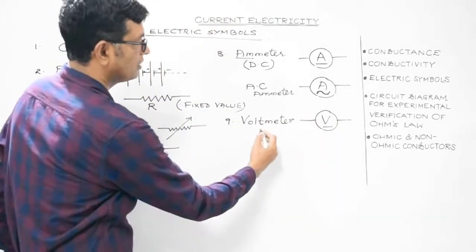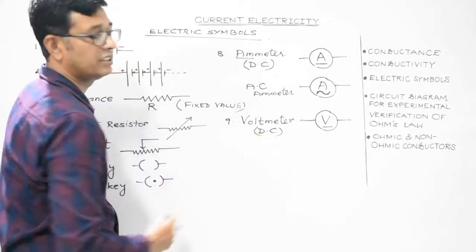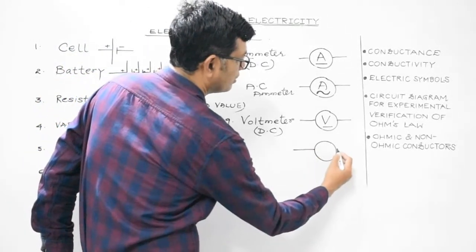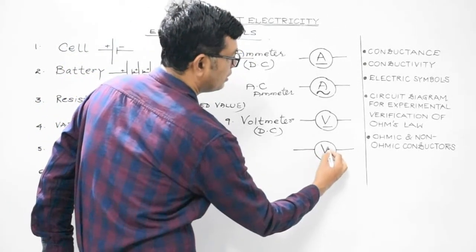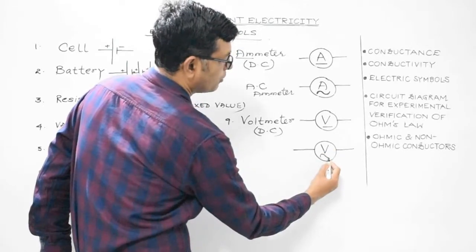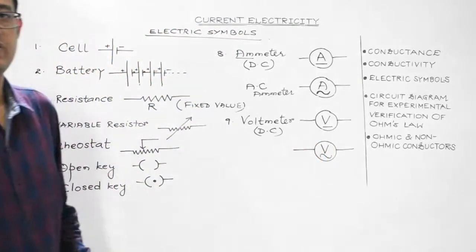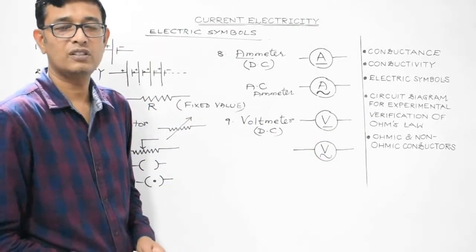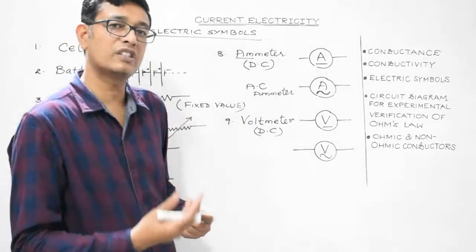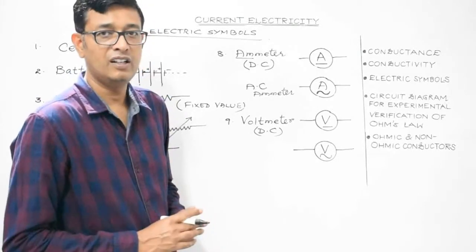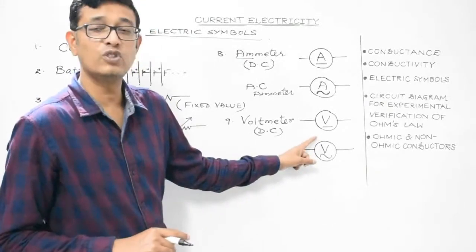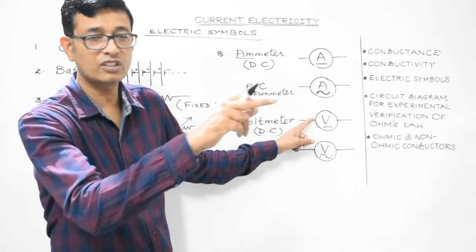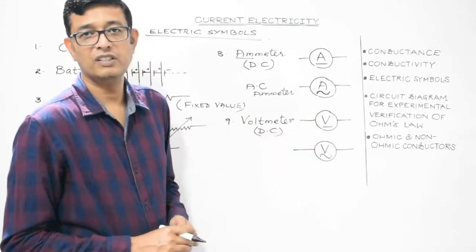DC voltmeter means it can measure the DC voltage, while there is also a voltmeter which can be used to measure alternating voltage, right? Its symbol is like this, sinusoidal. It is that voltage which varies continuously with time and reverses direction periodically. So that voltage can be measured only by using an AC voltmeter, and where the voltage remains constant, it is measured by the DC voltmeter, right?